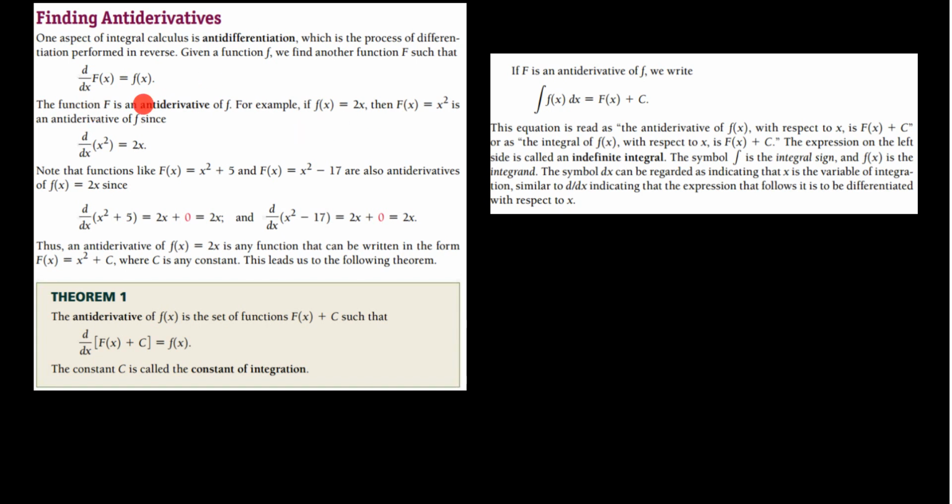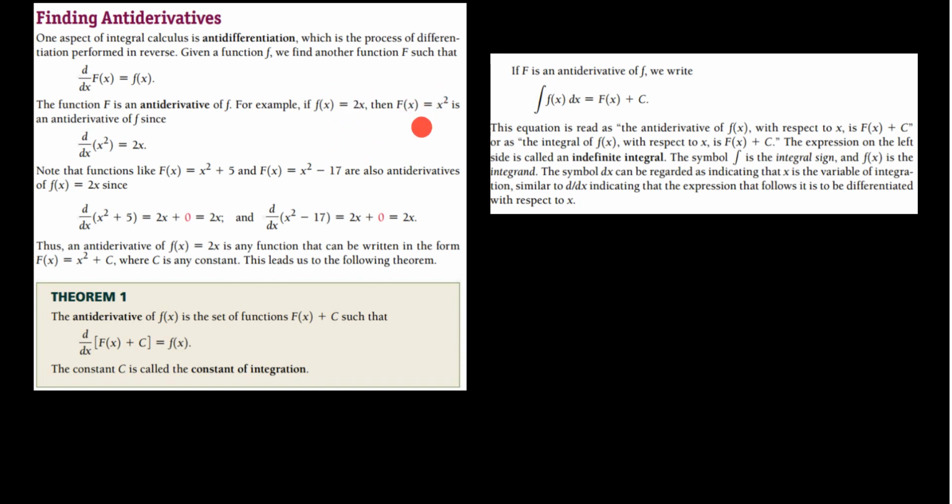The function capital F is going to be denoted as the antiderivative of lowercase f, or the integral of it. So for example, if we have some f of x equal to 2x, then if we integrated it, we would do the opposite of differentiation, and we would get capital F of x equal to x squared.